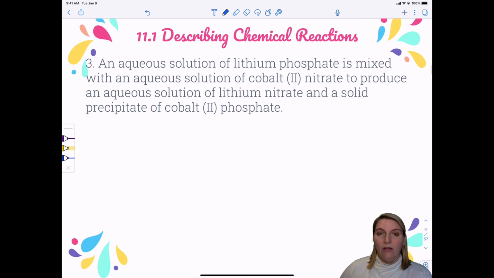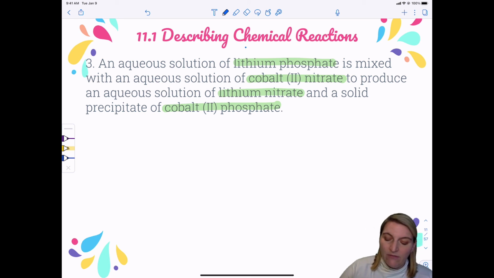This one has a lot of ionic compounds in it. An aqueous solution of lithium phosphate is mixed with an aqueous solution of cobalt-2 nitrate to produce an aqueous solution of lithium nitrate and a solid precipitate of cobalt-2 phosphate. So we have to take each one of those and make them into the formulas.